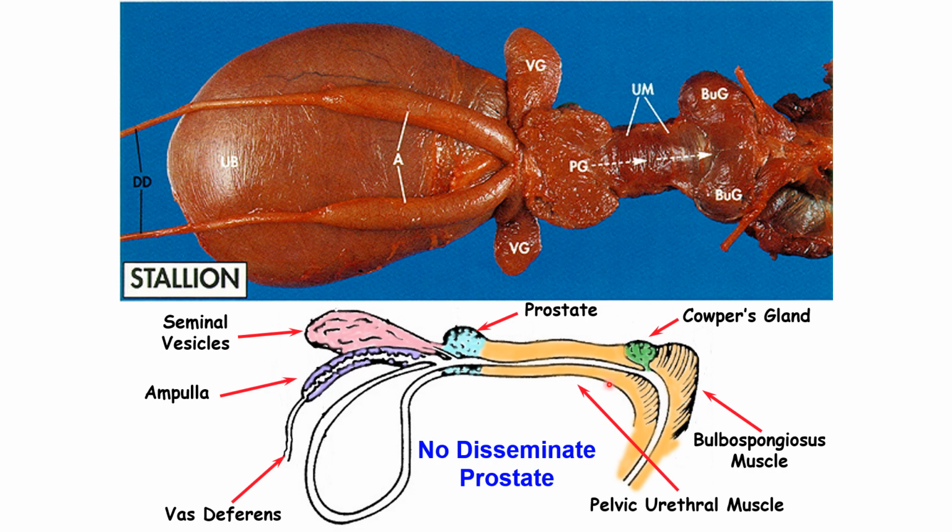So in terms of the major difference compared to the other domestic animals, for the accessory sex gland of the stallion, there is no disseminate part. There is the body of the prostate, as shown here, but there is no disseminate part of the prostate.